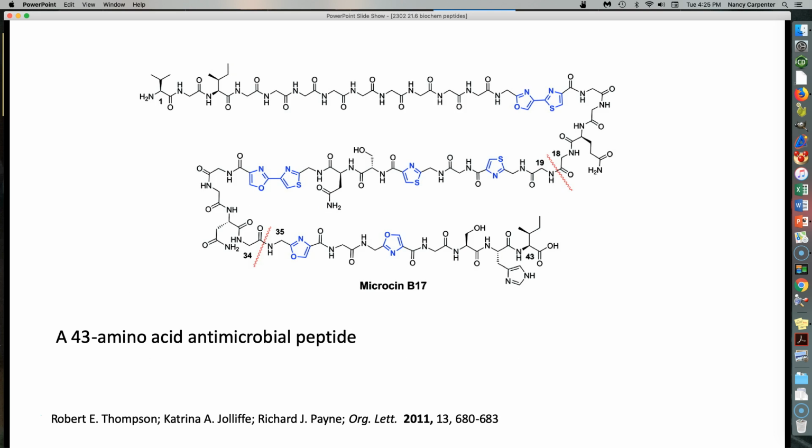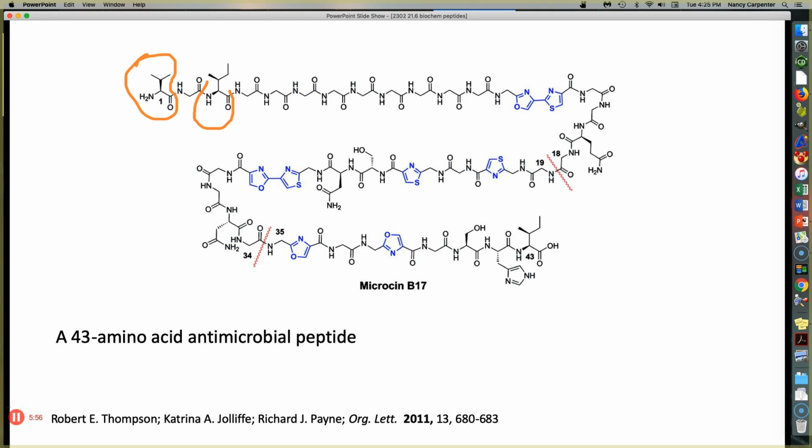Here's a great example of nature's handiwork. This is microcin, and it supposedly has 43 amino acids in it. Can we find them? Well, yes, we can, because there's the first one.